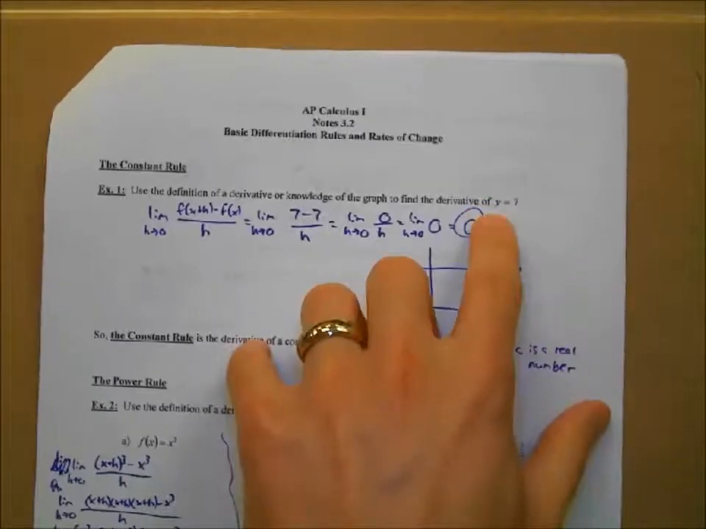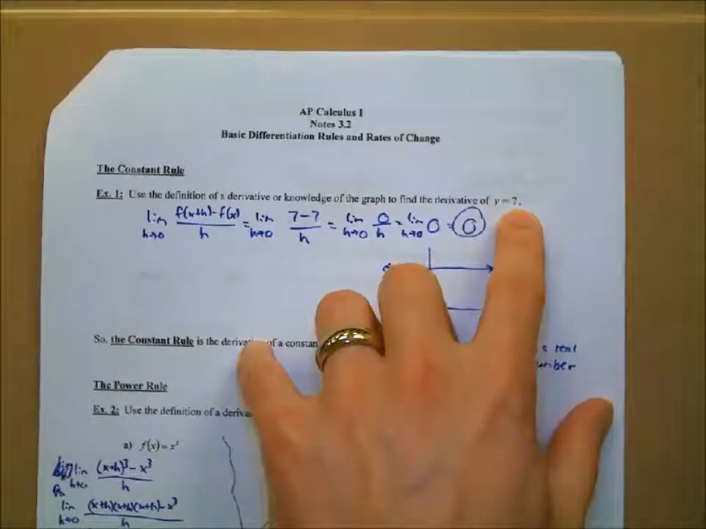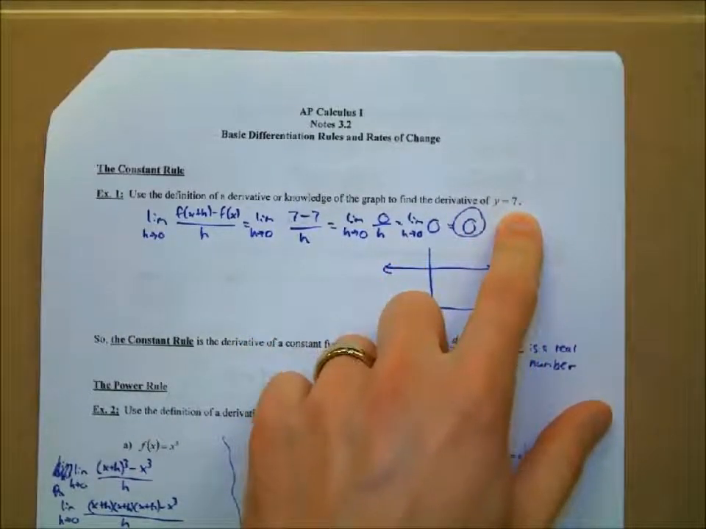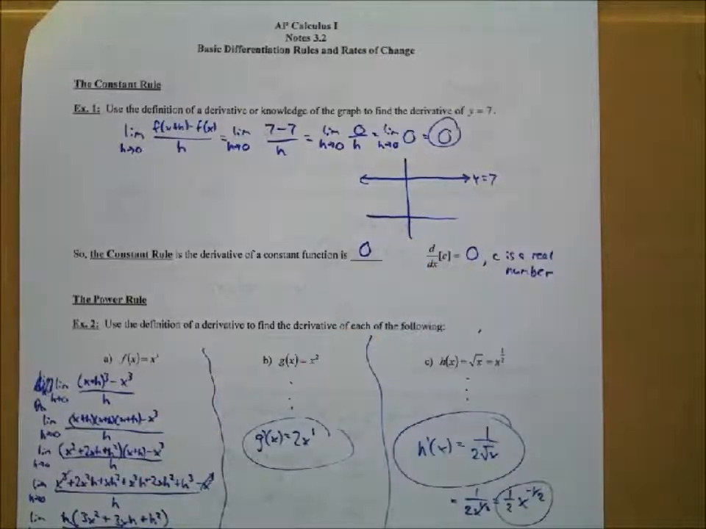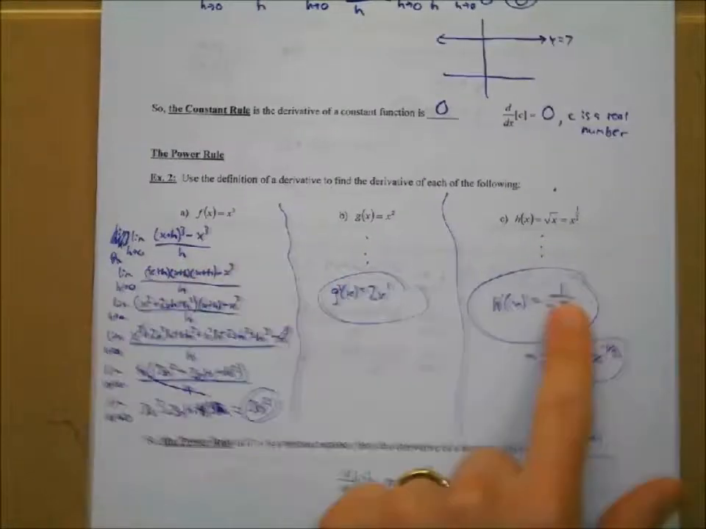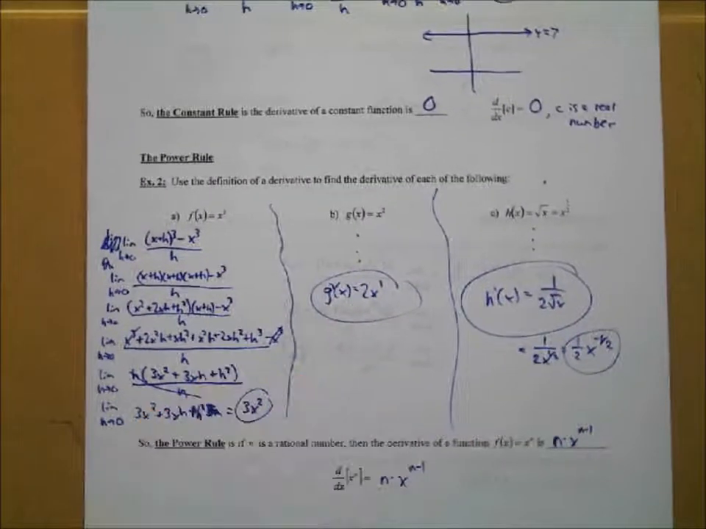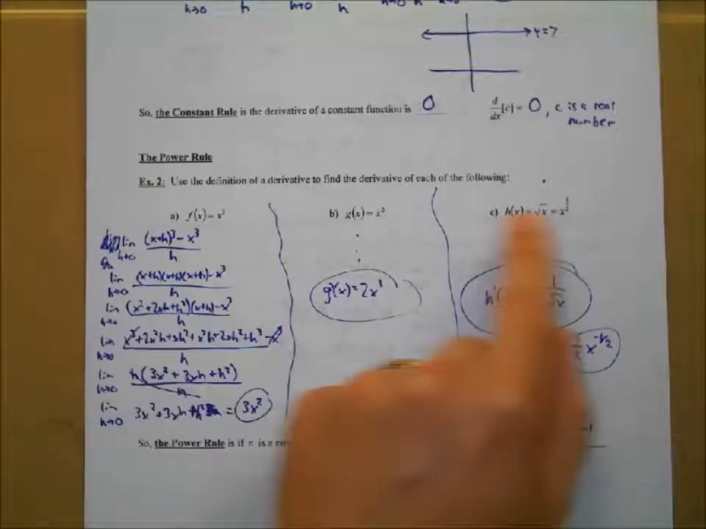Whenever your function is equal to a constant, it's going to be a horizontal line, and that means the slope will be 0. So anytime we take the derivative of a constant, it is 0. We then also did a little discovery here with the power rule. So we did 3 different derivatives here.